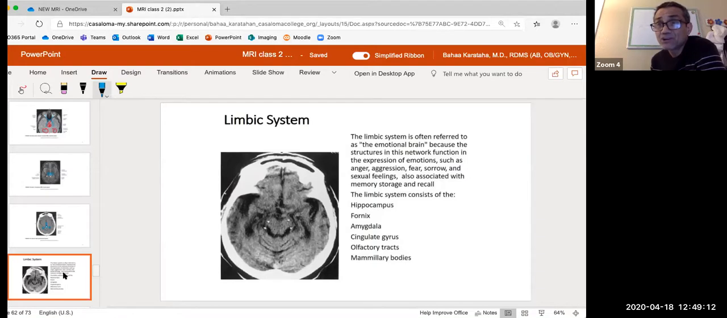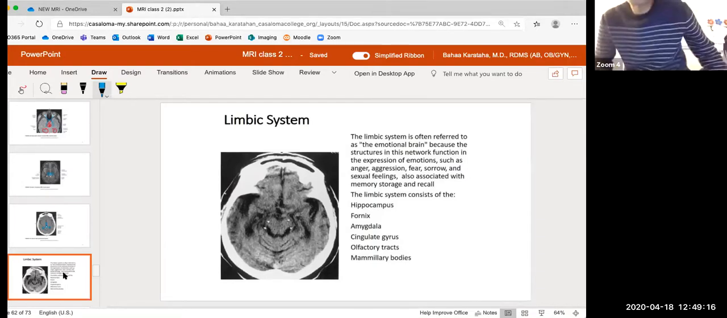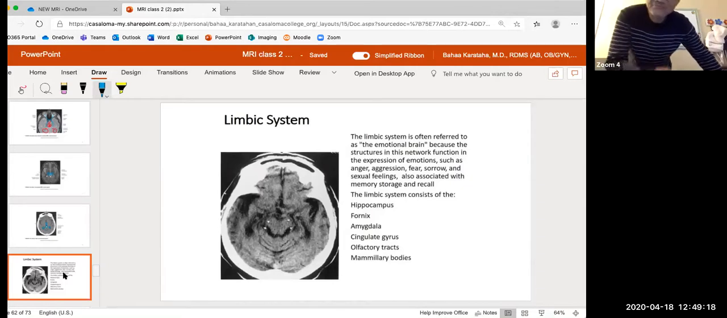Because this part or this structure, can you give me guys 1 second, please? Let me go get my plug. I'm running out of battery. Just 1 second.